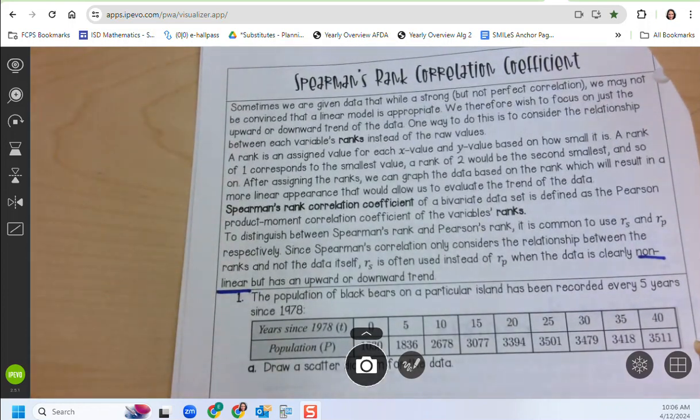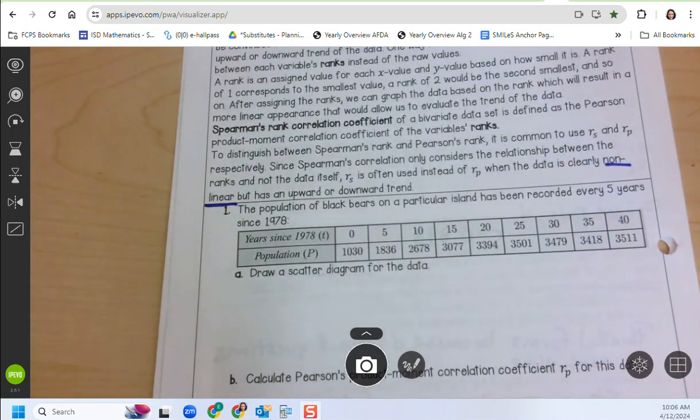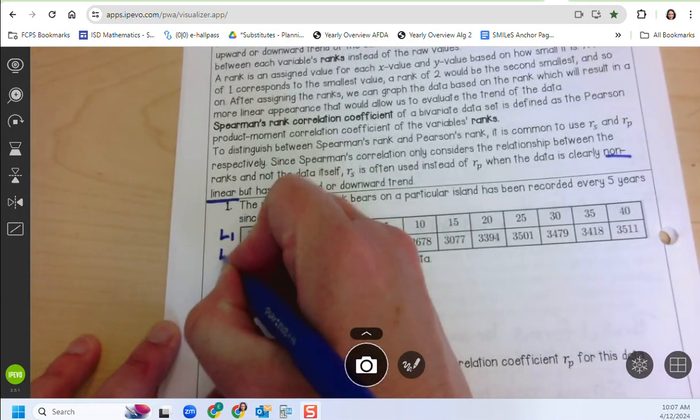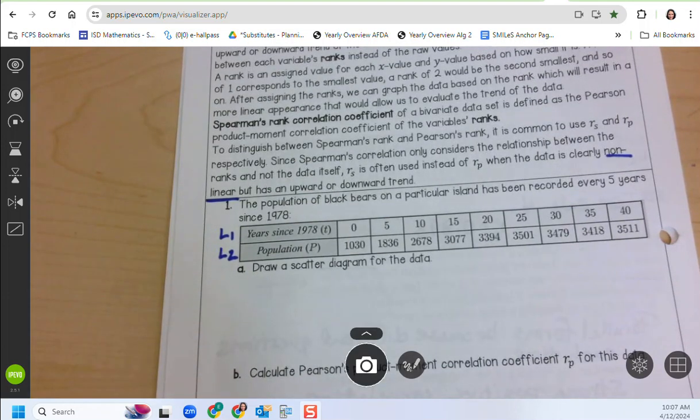To draw the scatter plot, what we're going to do is first plot it and just draw a sketch of the scatter plot because I don't need it to be exact. I just want to see its shape, okay? So we're going to put this in list 1, and we're going to put this in list 2, and we're going to draw a scatter diagram for the data. We have not been asked to rank the data yet, so don't worry about that. So go ahead and put that in your calculator.